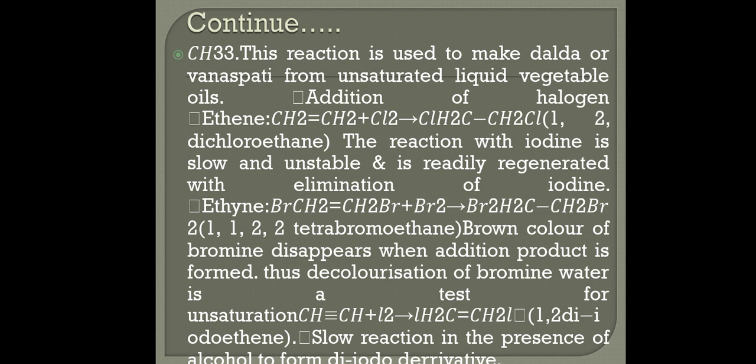Addition of halogen: ethene, CH2 double bond CH2, plus Cl2. So you will get 1,2-dichloroethane. The reaction with iodine is slow and unstable, and ethene is readily regenerated with the elimination of iodine. Ethyne. So you can see the reaction is there. Brown color of bromine disappears when addition product is formed. Thus decolorization of bromine water is a test for unsaturation. Slow reaction in the presence of alcohol to form diiodo derivatives.